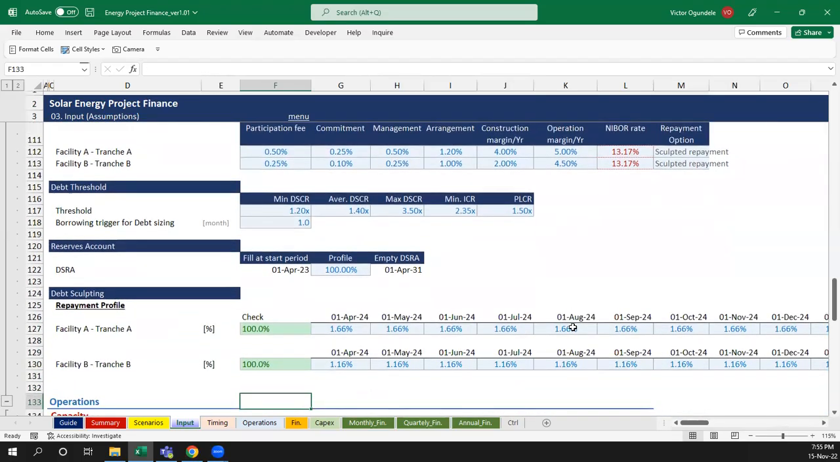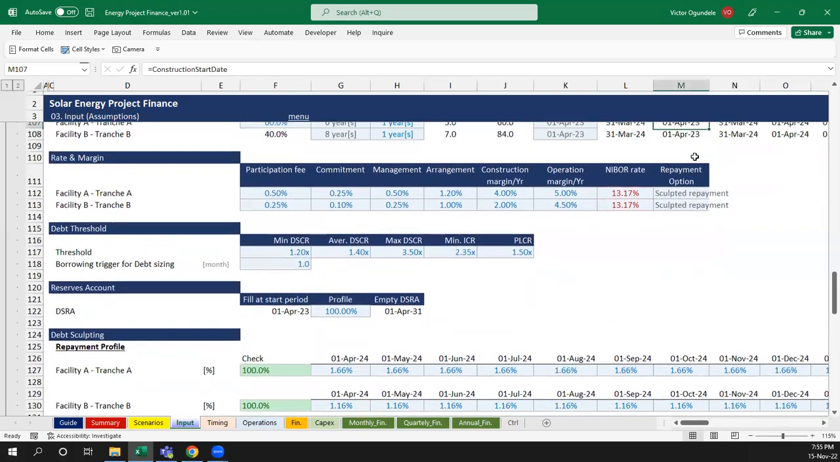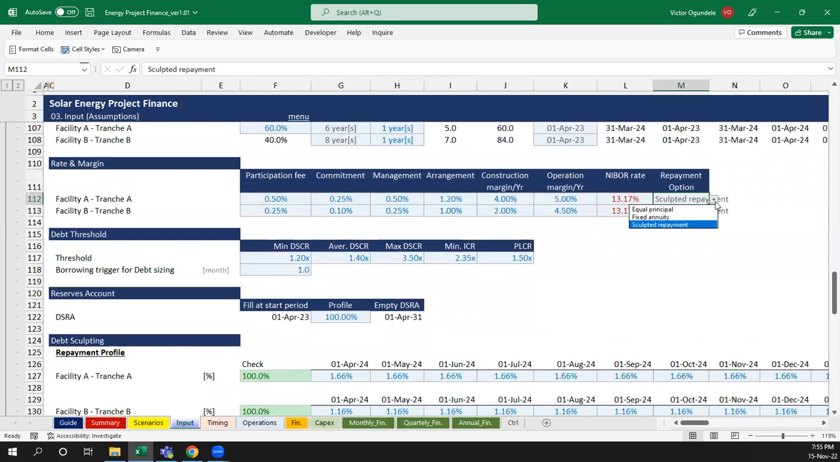Then on the part of the debt sculpting, under this repayment option, we have three types of repayment. You can have equal principal repayment. You can have your fixed annuity. Equal principal repayment is where you just divide the total loan by the period. For the fixed annuity, we use the PMT formula in Excel. For the sculpted, we usually use it a lot, and it is just to help manage the project cash.